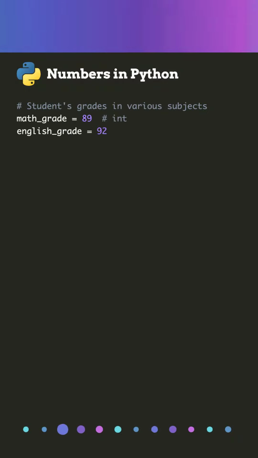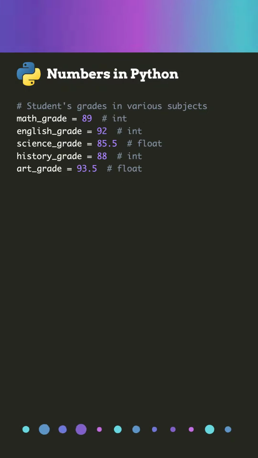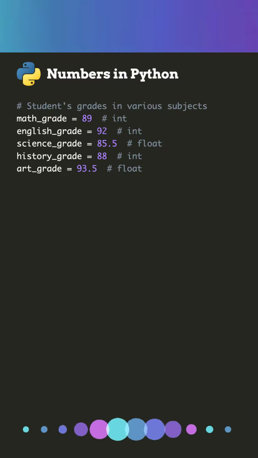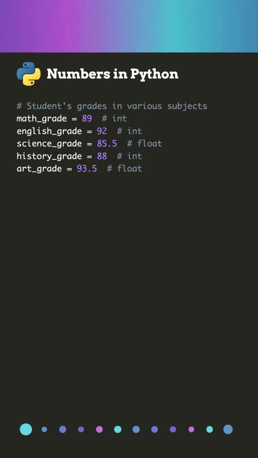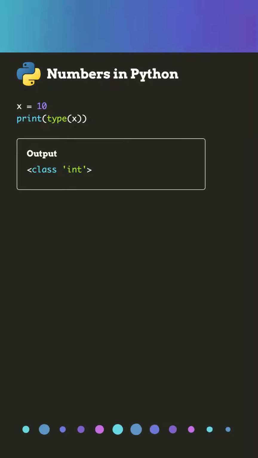Numbers in Python. In Python, we often work with numbers, whether it's for calculations, data analysis, game development, or AI programming. Python provides us with three numeric data types: integer, float, and complex. Today we'll look at integer and float as those are the most commonly used. Let's start with integers, commonly referred to as int.